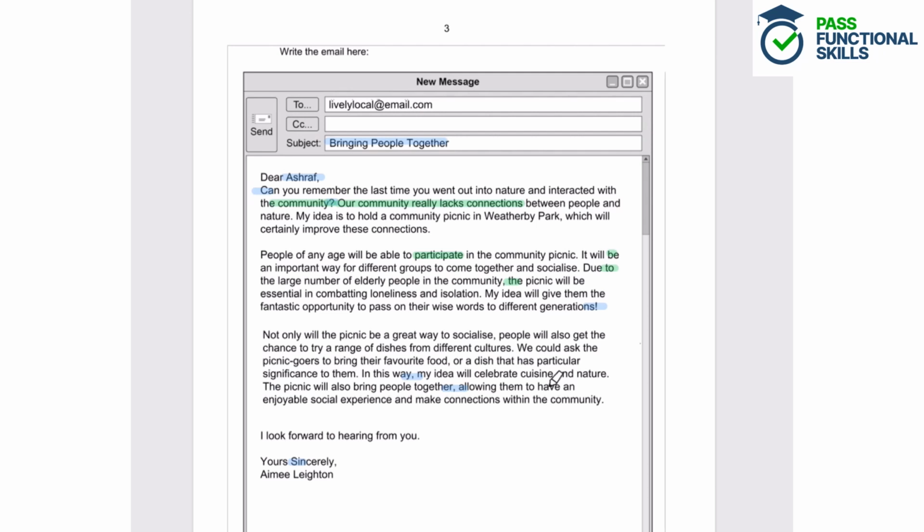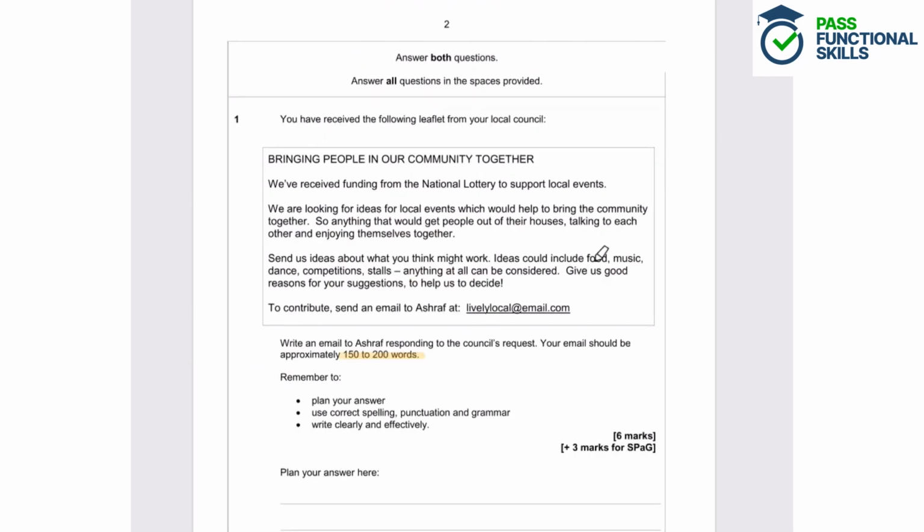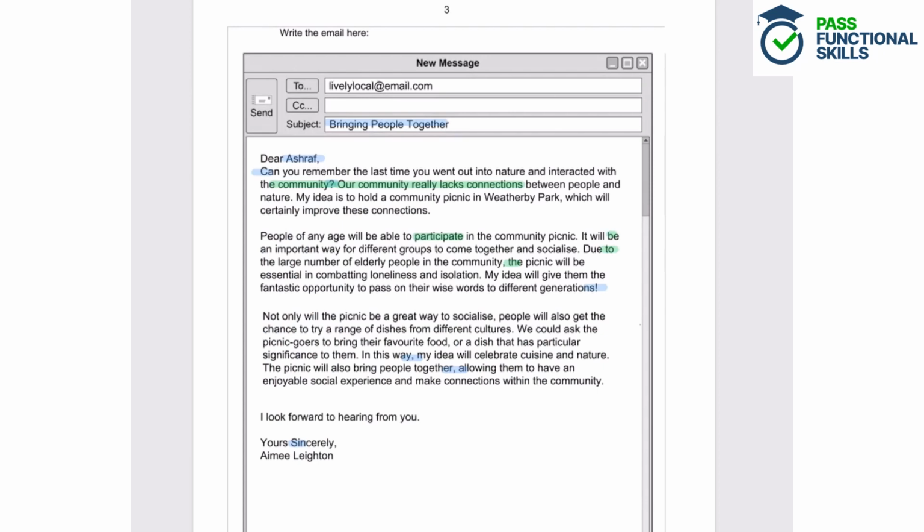You also need to ensure that any details that you're including are relevant to the question. So in the question we were asked for an idea to bring the community together and get them out of the house. And we were given a list of potential options here. So anything to do with food, music, dance, competitions and stalls. And this answer considers food, so we're talking about a picnic here. So you could use that list or you could come up with your own idea.